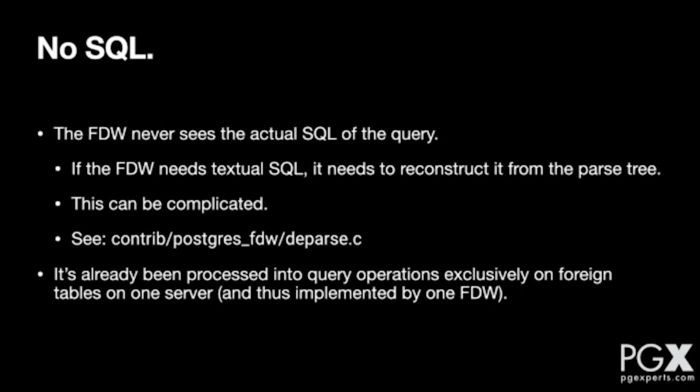You can look in contrib Postgres deparse, but that's the bad news. The good news is you don't have to worry about any part of the query except your foreign table. Suppose you have this wacky query that has like 12 joins, and one of the joins is on a subselect, and that subselect goes to a common table expression, and the common table expression has a select on your foreign data wrapper. You don't see any of that other stuff. You never have to touch it. You only have to execute that select. So that's the good news for one of these.